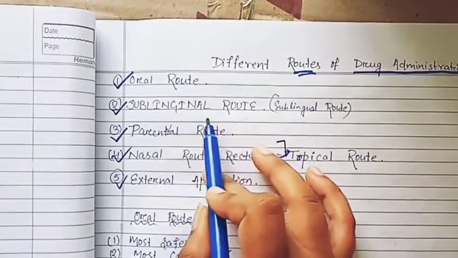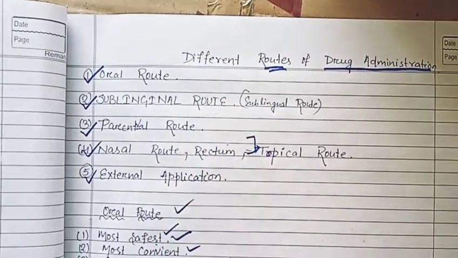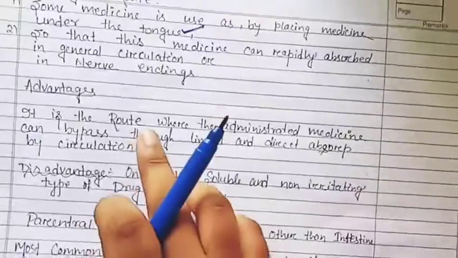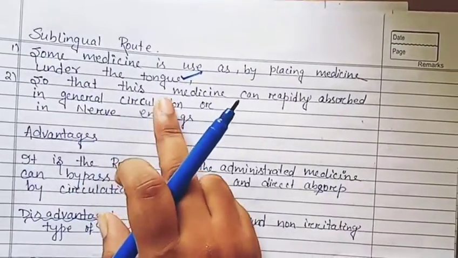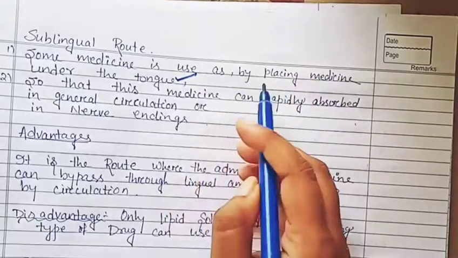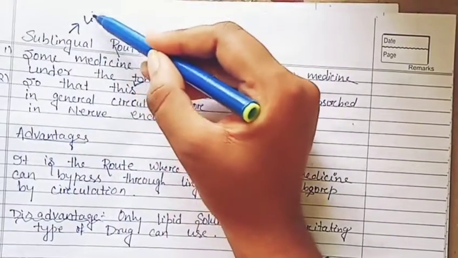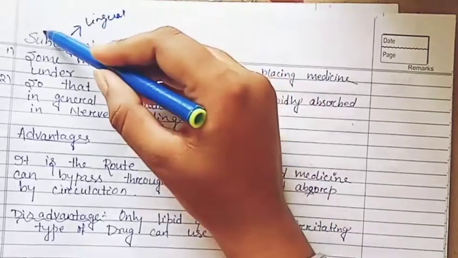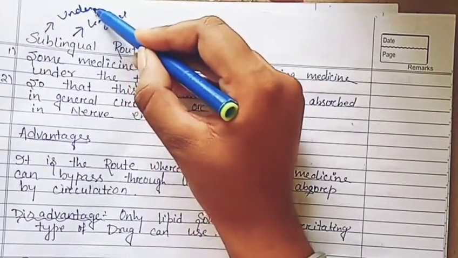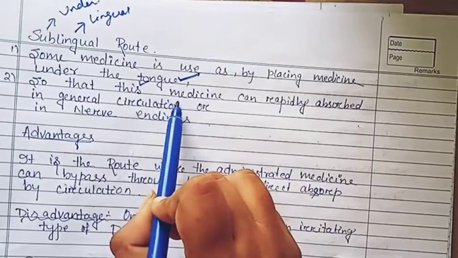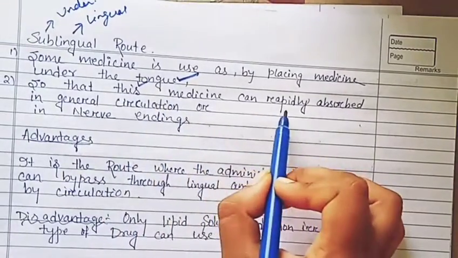After the oral route we have the sublingual route. The sublingual route is where the medicine is given by placing it under the tongue. Lingual means tongue, and sub means under. So its name itself says where the medicine is placed so that it can be absorbed.